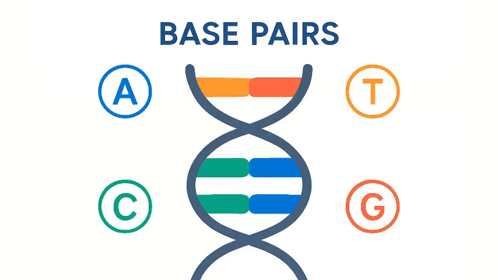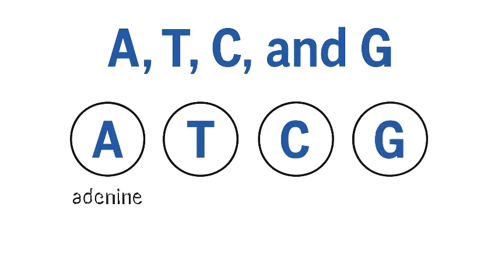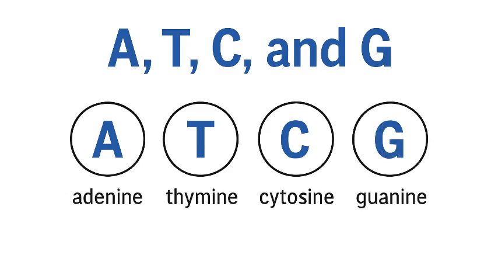There are only 4 letters in DNA: A, T, C, and G. A stands for adenine, T for thymine, C for cytosine, and G for guanine. You don't need to memorize the full names. What matters is how they pair up.